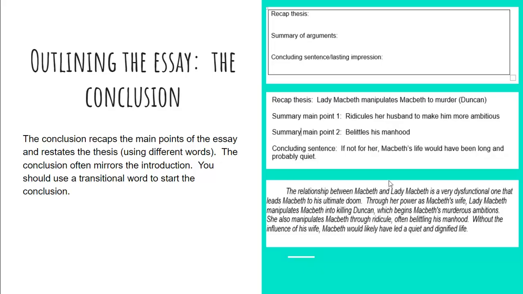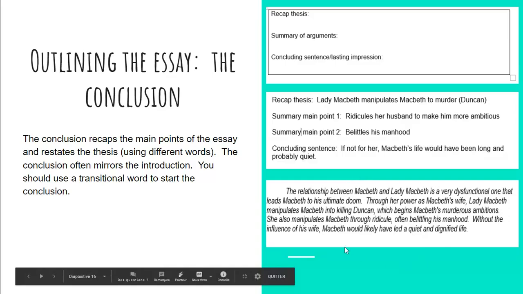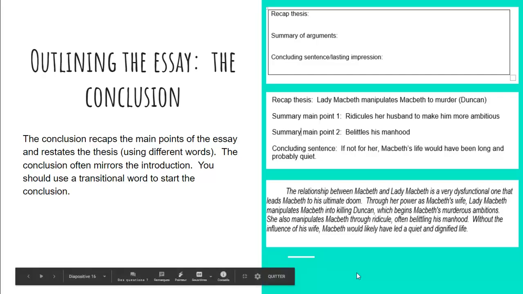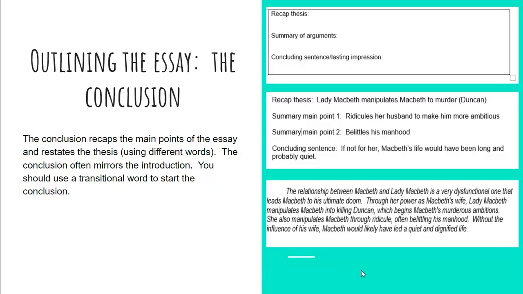Don't forget that ultimately this has to still be a paragraph. A paragraph cannot be 1 or 2 sentences. It needs to be a well-developed paragraph that includes all of these components. So take a few moments, work on your outlining your introduction and outlining your conclusion. Our next step will be formulating a draft.